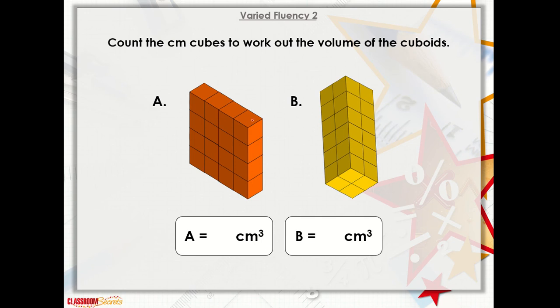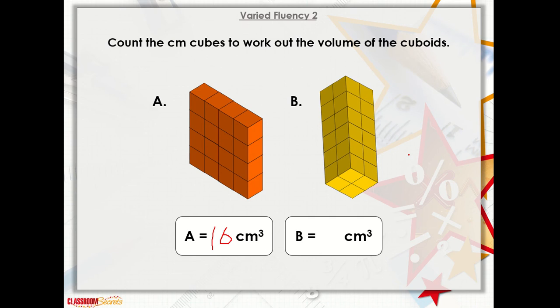Okay, well, A here has only got 1 layer. And I can see 1 row of 4 cubes there. 1, 2, 3, 4. I can see another row of 1, 2, 3, 4. 1, 2, 3, 4. 1, 2, 3, 4. I have got 4 rows of 4 cubes. So that means there are 16 cubes in A, so it's 16 centimetres cubed.